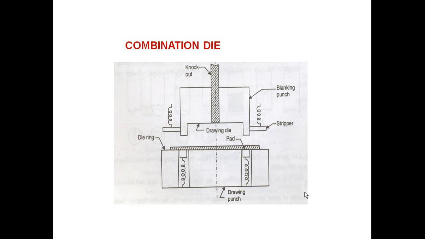And in case of combination die, the cutting operation is combined with forming operation. So here the blanking operation is combined with the drawing operation. So the blanking punch will cut the blank to the required size, whereas the drawing punch will give the desired cup shape to the blank, which is already cut by the blanking punch.